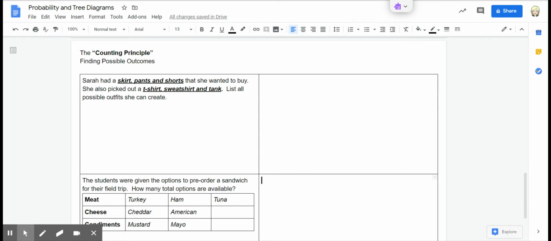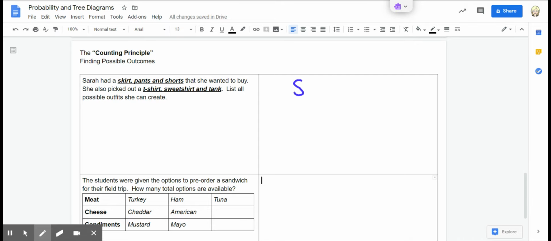read this together. Sarah had a skirt, pants, and shorts that she wanted to buy. She also picked out a t-shirt, sweatshirt, and tank. List all possible outfits she can create. And that's just guaranteeing she would wear one of each. So let's go ahead and create a tree diagram. And you did this last year in 6th grade, so this should jog some memories. We're going to use a letter to represent each possibility. So let's go ahead and see, using a tree diagram, how many possible outcomes we can have.